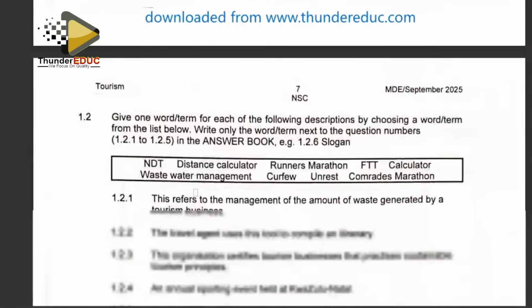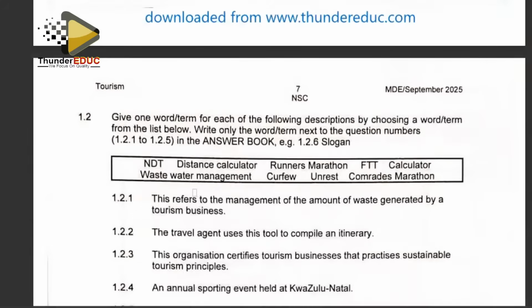Then moving straight ahead, give one word or term for each of the following descriptions by choosing a word or term from the list below. Write only the term next to the question numbers. This refers to the management of waste generated by the tourist business. That is known as wastewater management.